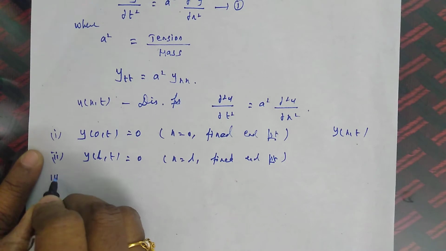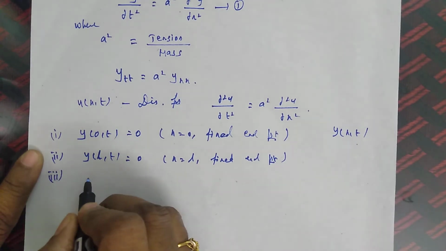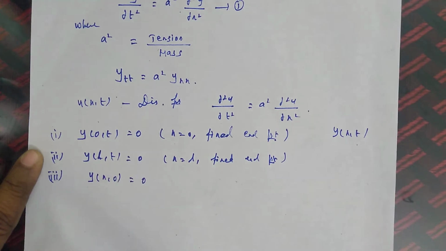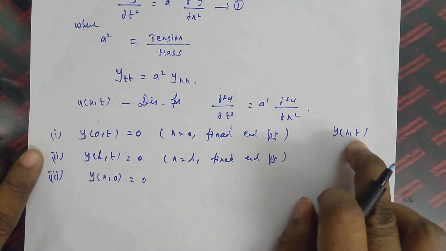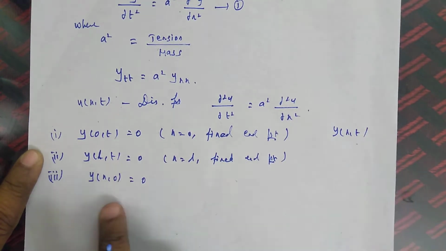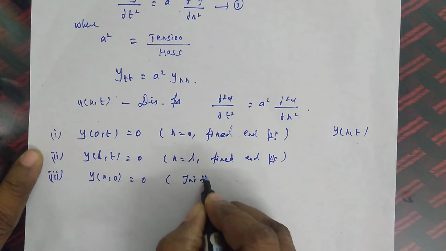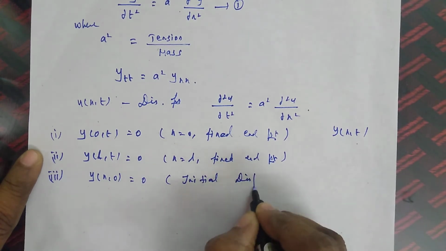Now look at the third one. What is the third one? The third one is y of x comma 0 equal to 0. Y of x comma t has time in it, and now we are taking time as 0. Time is 0 means the initial displacement. So that is nothing but the initial displacement.